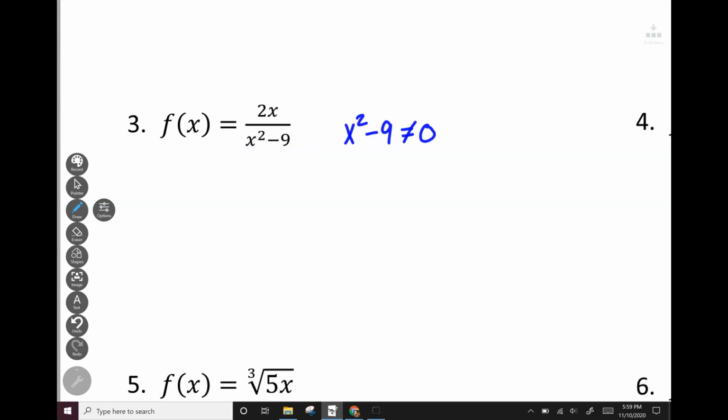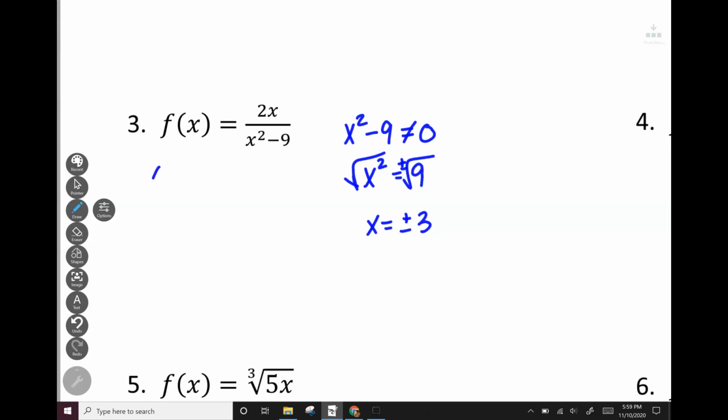Okay, so let's factor this, or actually let's use the square root property, right? So we'll add the 9 to both sides, and we'll take the square root of both sides. Plus or minus x equals plus or minus 3. You could have gotten that same exact answer by factoring. This is the difference of squares.